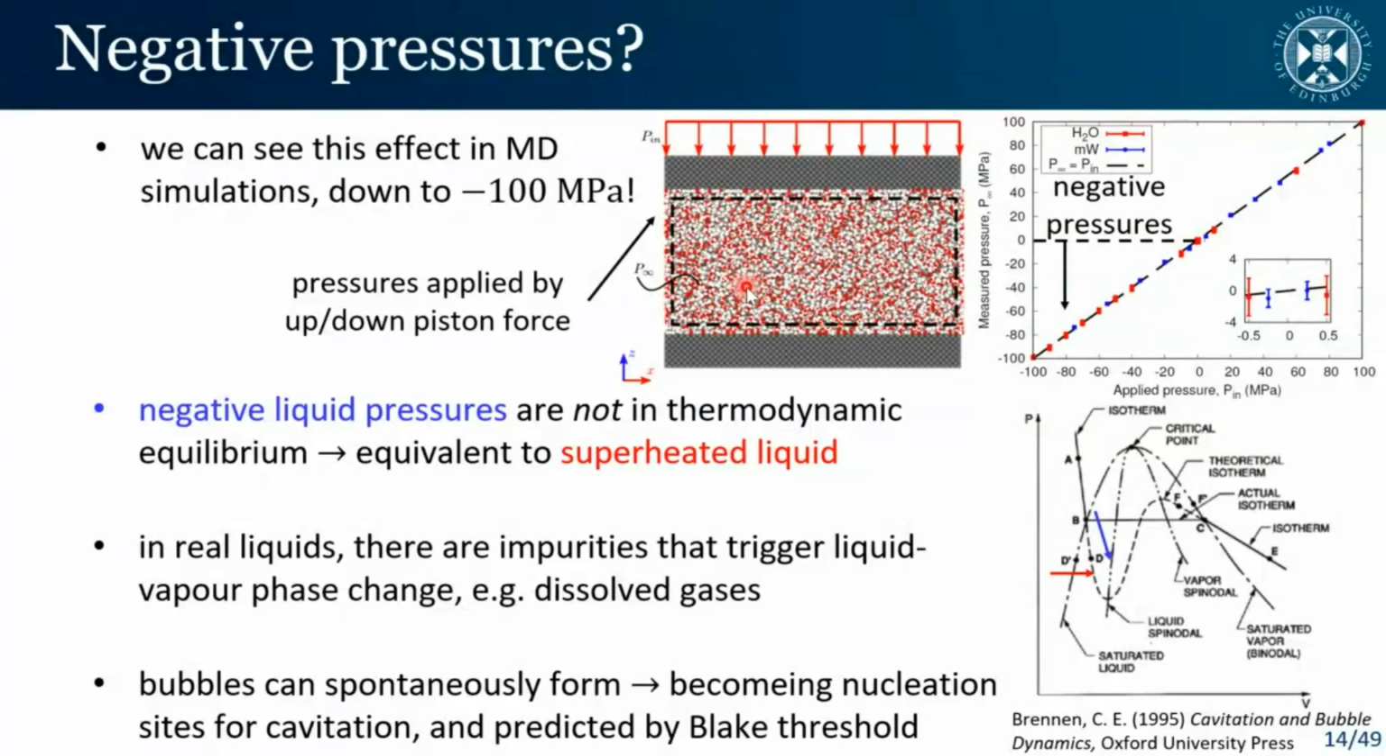Just one last point to try and sell people on this if they're still skeptical. Negative liquid pressures are not in thermodynamic equilibrium. In a sense, they're actually equivalent to being a superheated liquid. So instead of superheating our liquid, where we go from this point to this point in our phase diagram by heating above the saturation temperature, with negative pressures, we can drop the pressure below the saturation pressure and actually reach the same equivalent thermodynamic state. So if you're unsure about negative liquid pressures, you can just think of it in terms of a superheated liquid, and that will be, in my opinion, enough to justify its existence.